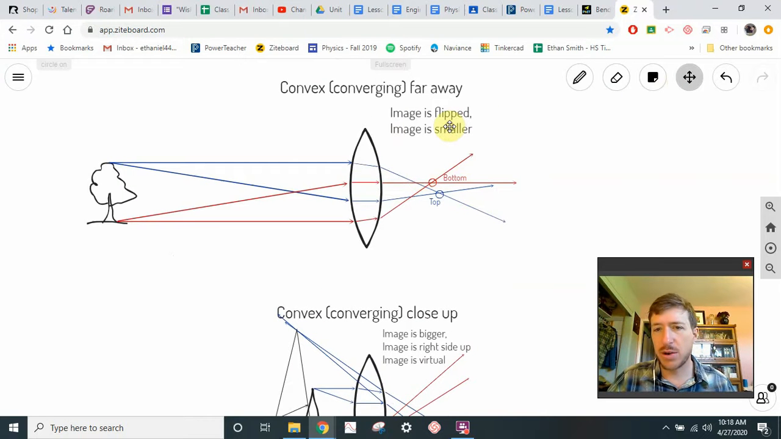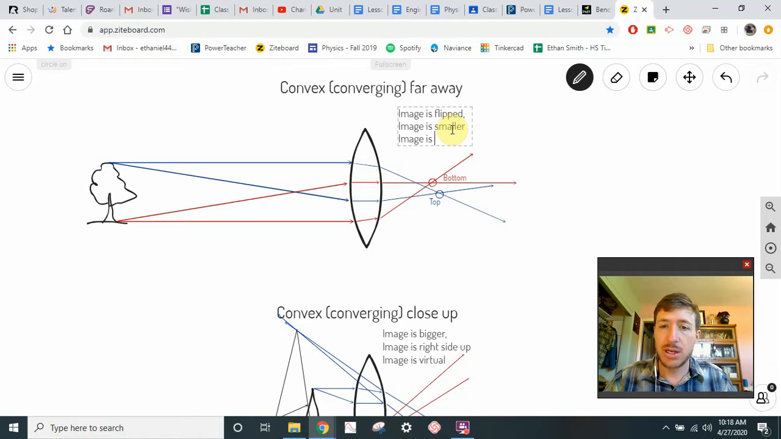And you guys may or may not have noticed or picked this up by now. But anytime that the image is flipped like this, you almost always have a real image. Right, so if your image ends up being upside down, then usually it's a sign that it's a real image. So in this case, the image is real. Right, the light rays are actually converging here at this point.